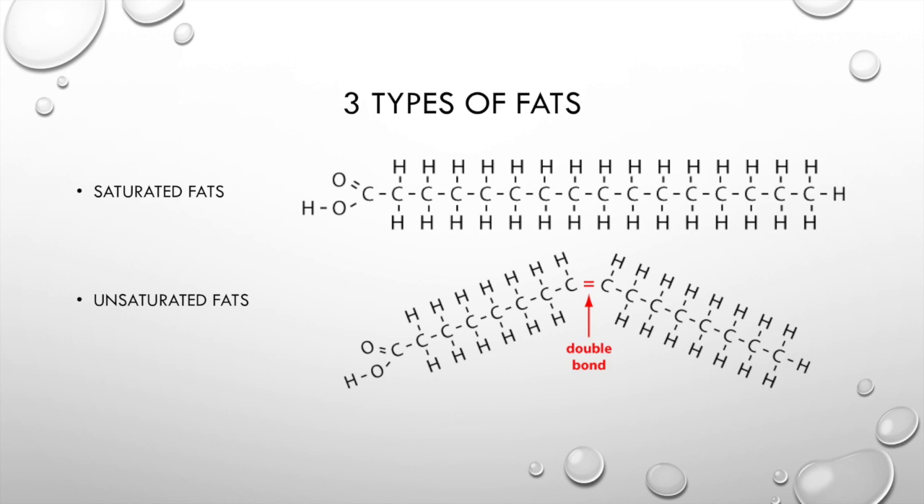Polyunsaturated fats, the last type, we don't have a picture here, but they're basically just multiple double bonds that are in the structure of the fatty acid. And the presence of these multiple double bonds obviously creates lots of kinks in the molecule, and that allows for it to bend even more.